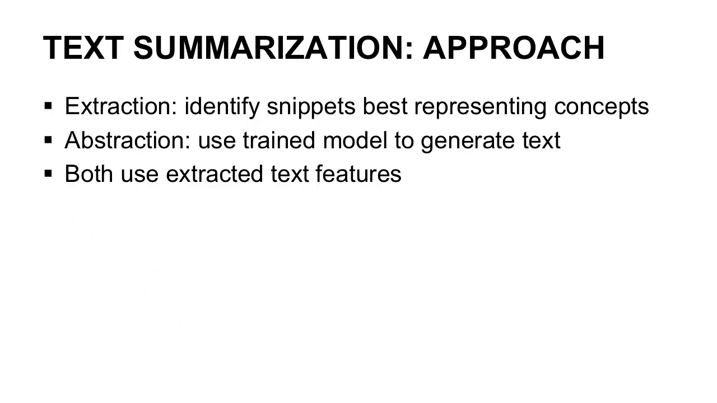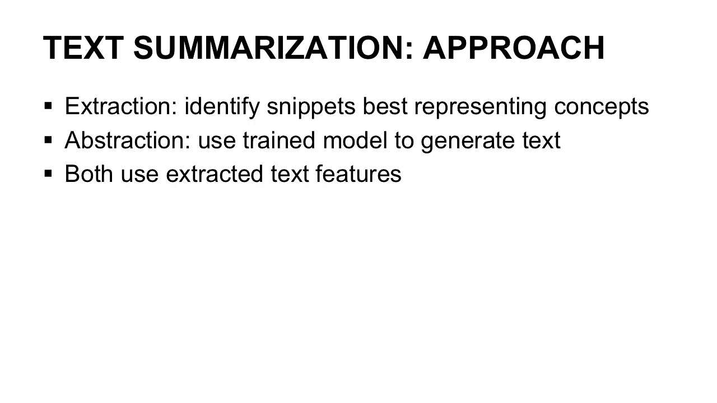So let's look at two different ways that we can summarize. We're going to look at text and we're going to look at images and video. So let's start with text. There's two methods here and they are complementary. There's value in both of these. One is simply called extraction. It's identifying the snippets, the pieces of text that best represent the overall concept.